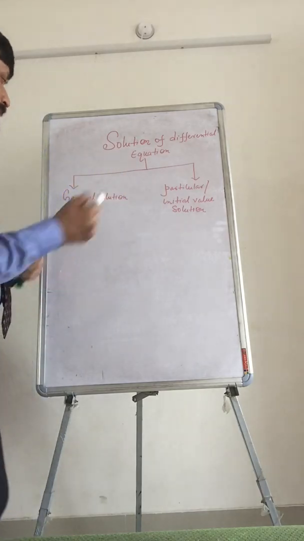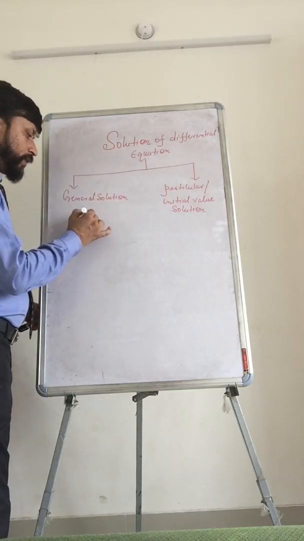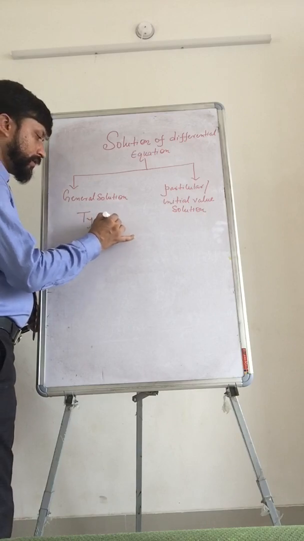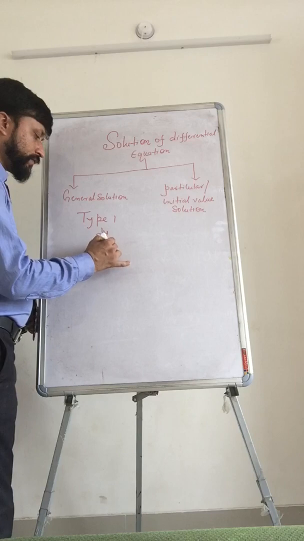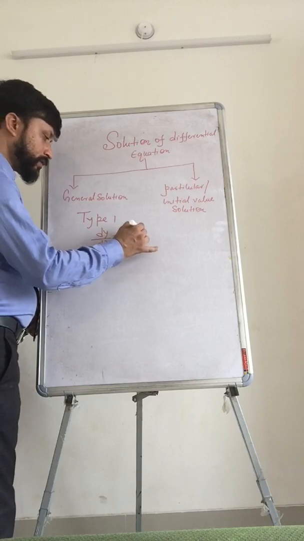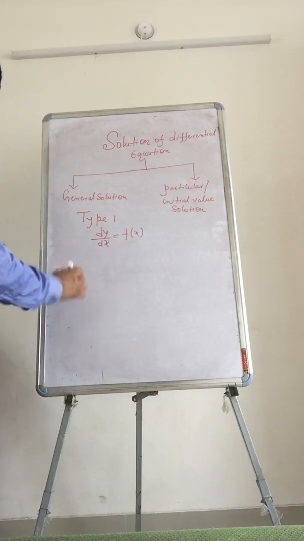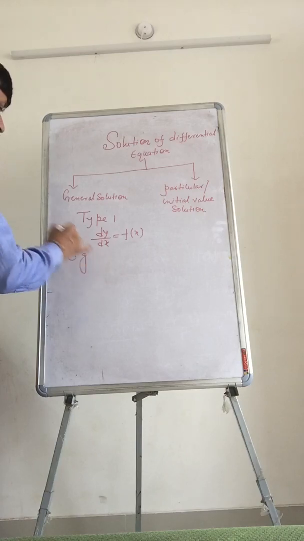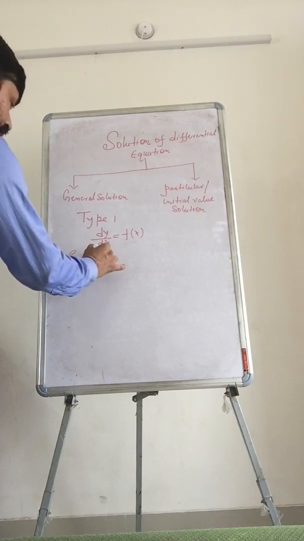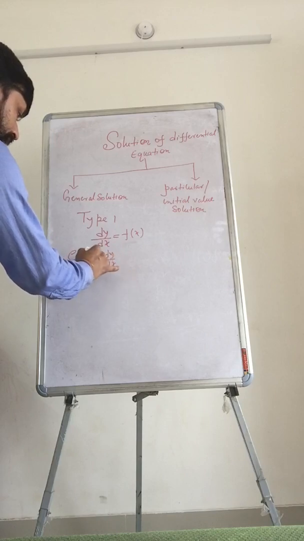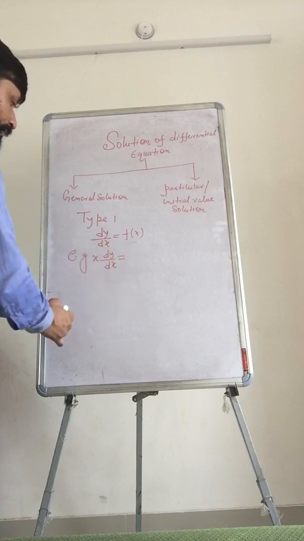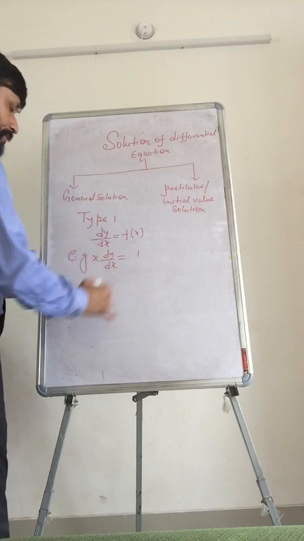Now, when you solve differential equations, you will get three types. Type 1 is when a differential equation is in this form. This is called type 1. Take one example of type 1. Example: suppose it is dy/dx times x equal to 1.